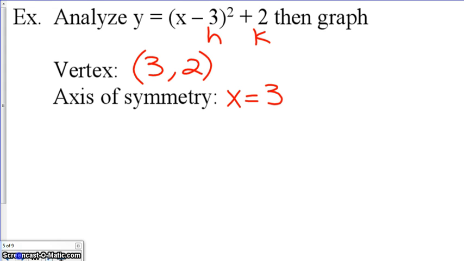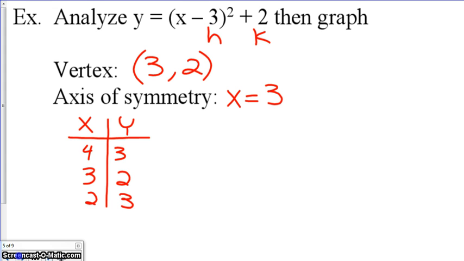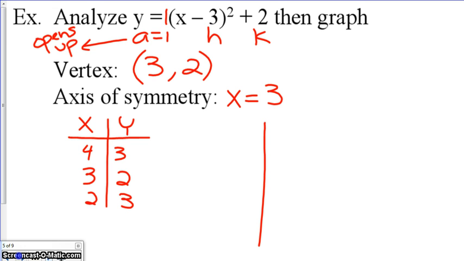In order to graph this, we're going to make a quick t-table. Vertex in the middle, I'm just going to pick 2 additional points. Our a value is a 1 right there, so we know our graph opens up. And now we can graph this. We know it opens up, we've got 3 points.